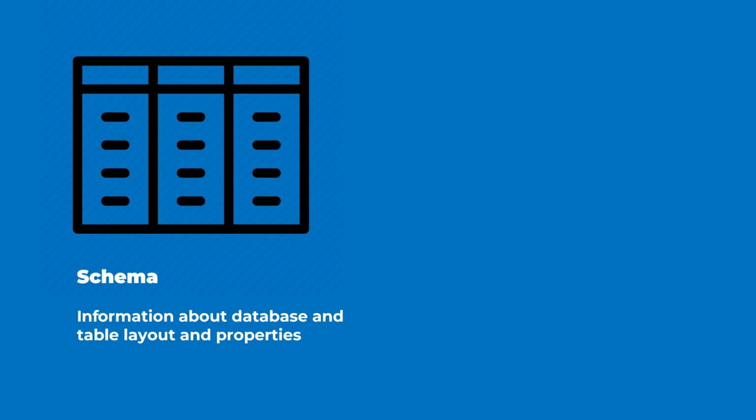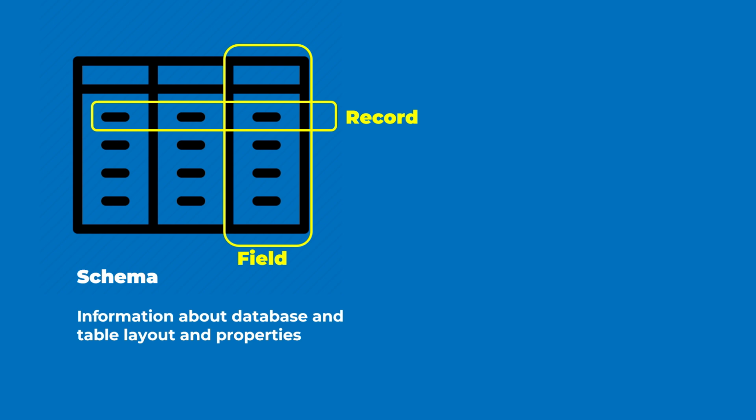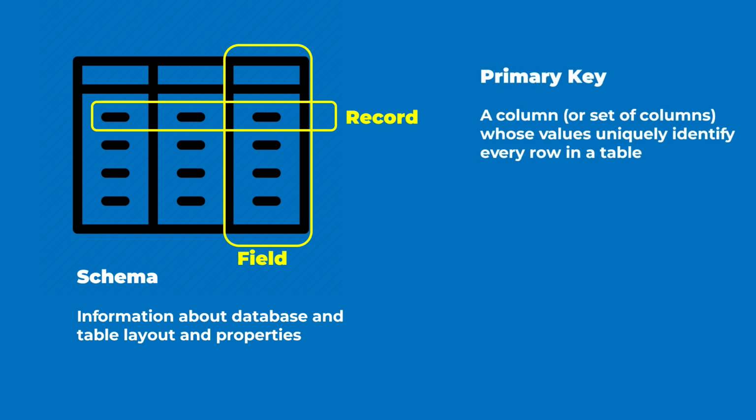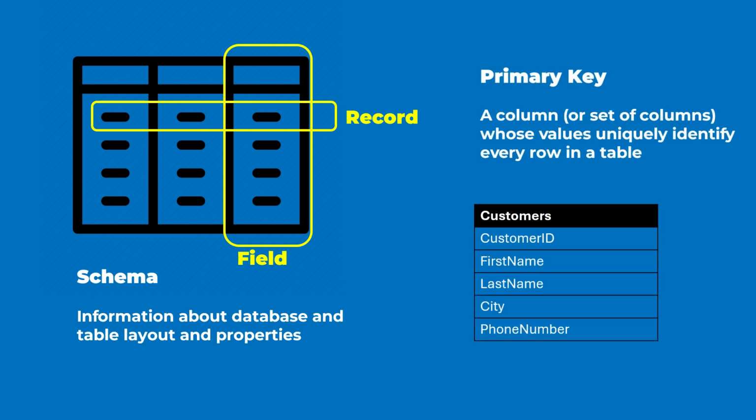This set of information that describes a table is known as a schema. And schemas are used to describe specific tables within a database. A column represents a single field in a table, and all tables are made up of one or more columns. Each row represents a record in a table. Every row in a table should have some column or set of columns that uniquely identifies it. For example, in the customer table, customer ID can be used to identify every row in the table.